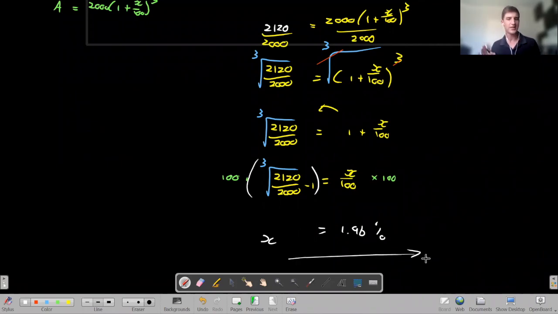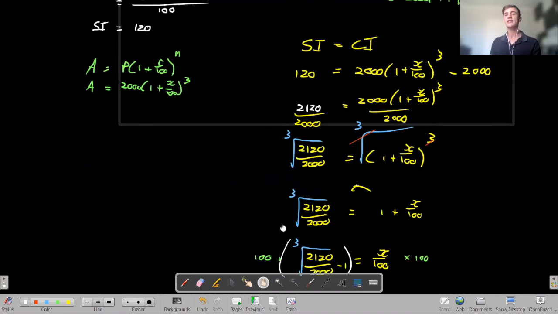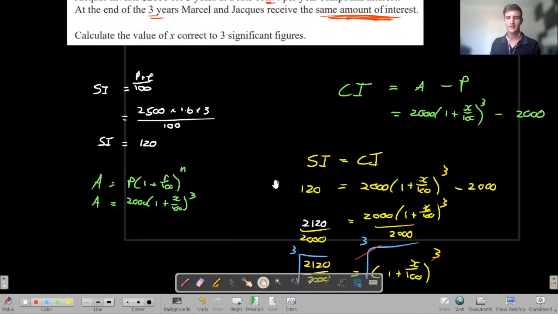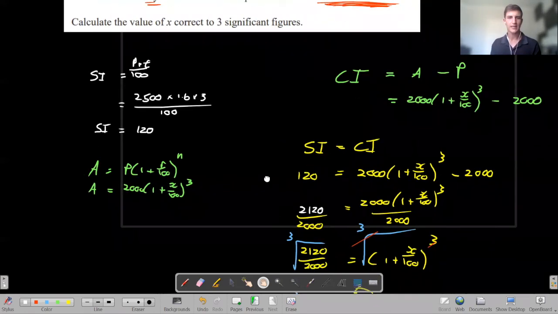Sorry, guys, this algebraic process took a bit longer than I expected. But that's it. The whole crux of this question is that the simple interest was equal to the interest from compound. That was the crux of everything. But we're happy. We solved for x, and we gave it to 3 significant figures.